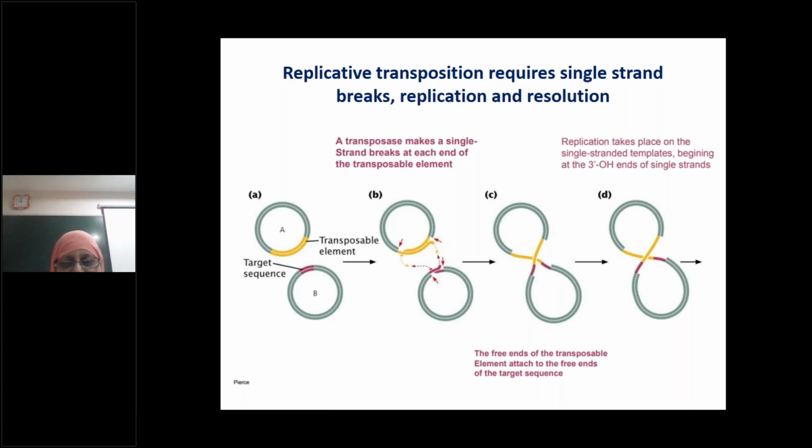Then the free ends of the transposable element will attach to the free ends of the target sequence here. Once the transposase makes the cuts, the free ends will bind to the free ends of the target sequence. Then replication will take place. Now these are single stranded, so replication has to take place on the single stranded templates beginning at the 3' hydroxyl ends of the single strand.